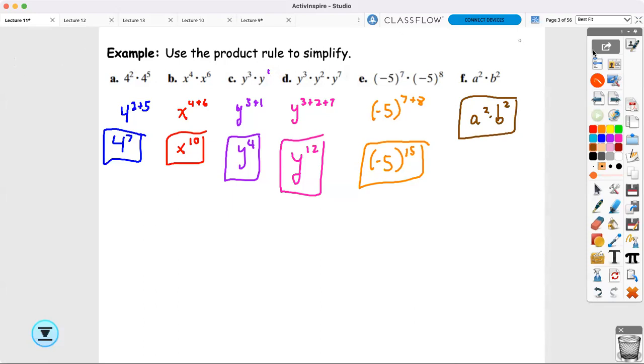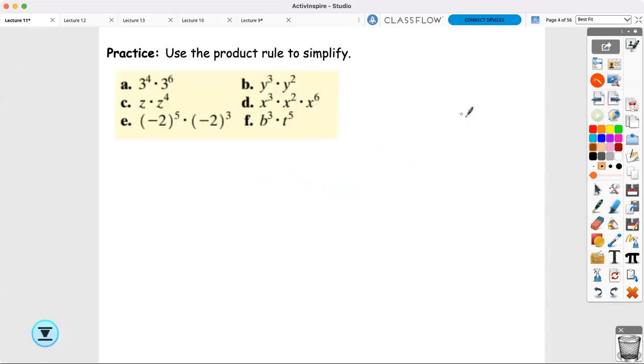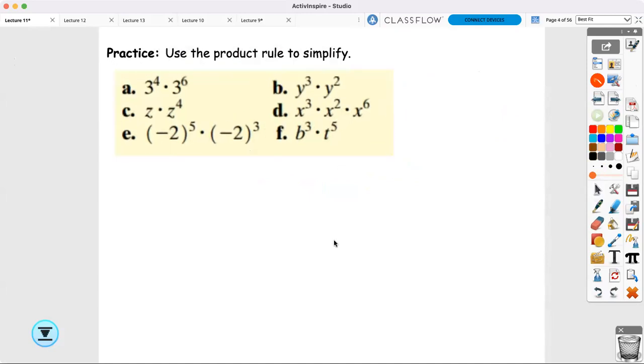Let's go ahead and start our first practice problem, guys. I'm going to give you guys about 3 minutes on these just because they're pretty simple. I'll add more time if y'all need more than 3 minutes. All right. Good luck, everyone.